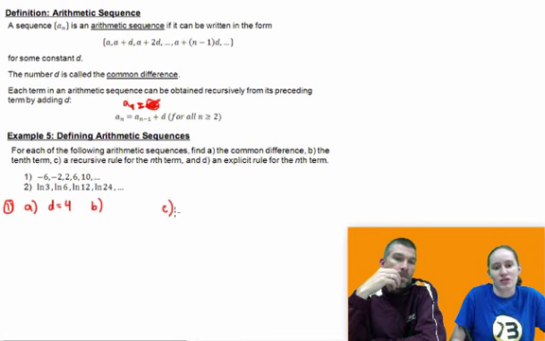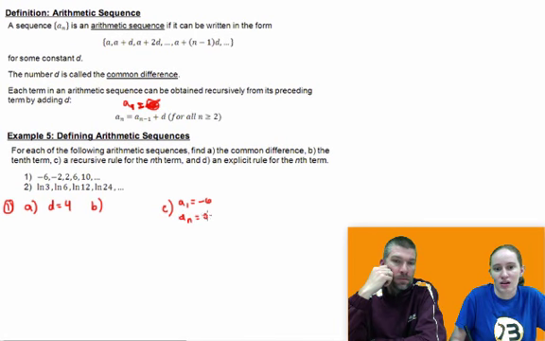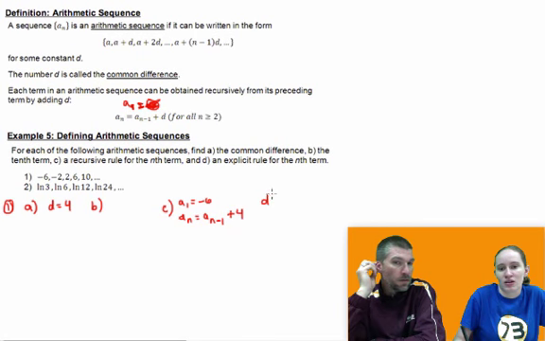Okay. So part C, a recursive rule, we would have to say, well, our first term is -6. And every term after that we can get by plugging in what we already know, which is a of n minus 1, and we're going to add 4 to whatever it is. That's going to give us our next term. So that's our recursive formula. There's the recursive rule right there.